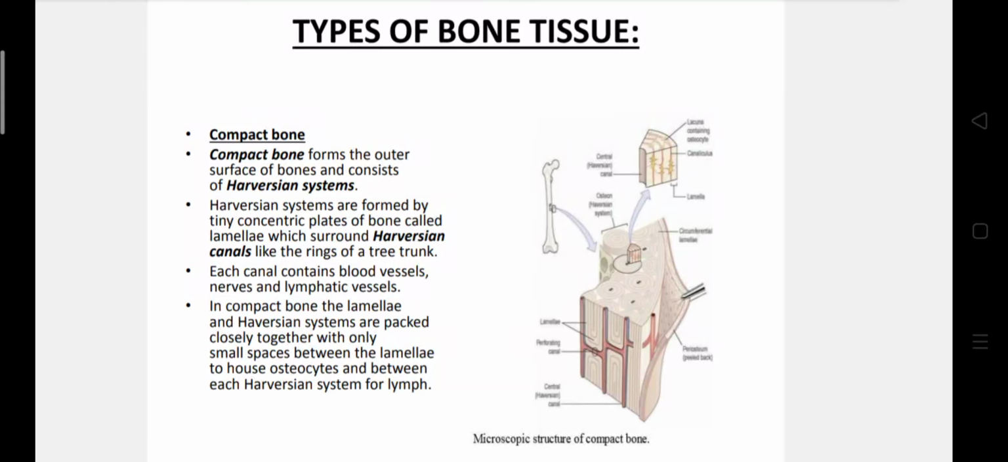In compact bone, the lamellae and Haversian systems are packed closely together with only small spaces between the lamellae to house osteocytes, and between each Haversian system for limbs. The microscopic structure of compact bone.